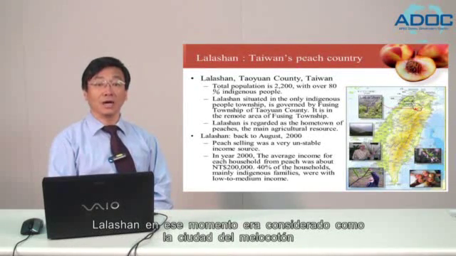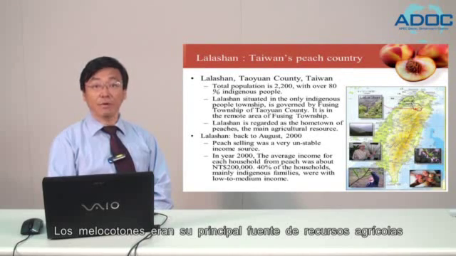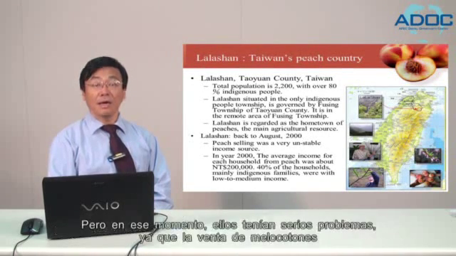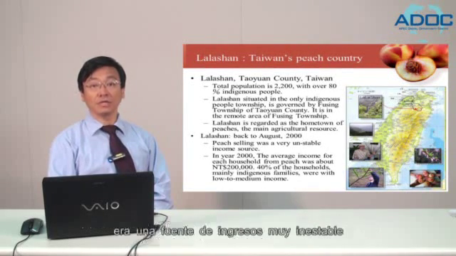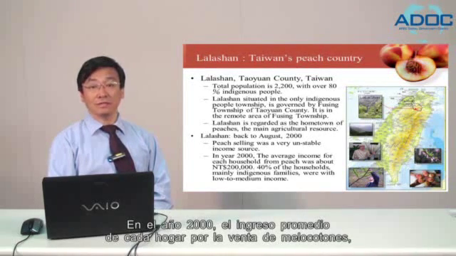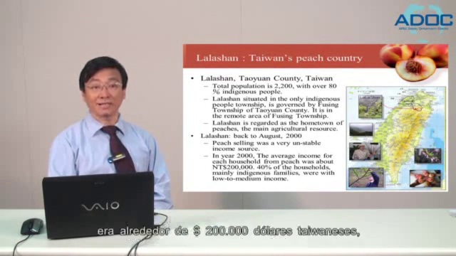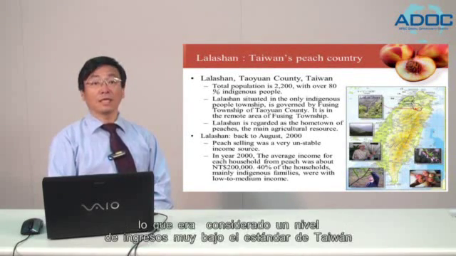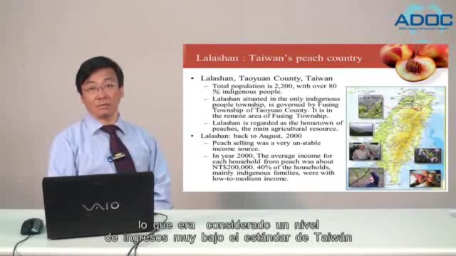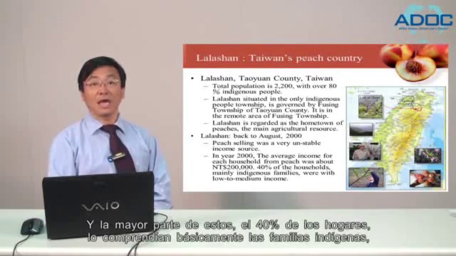Lalashan at that time was regarded as the hometown of peaches. Peaches are their main agricultural resource. But at the moment, they encountered serious problems because peach selling was a very unstable income source. In year 2000, the average income for each household from peach selling was about 200,000 NT dollars. That was considered a very low income level by Taiwan's standard.